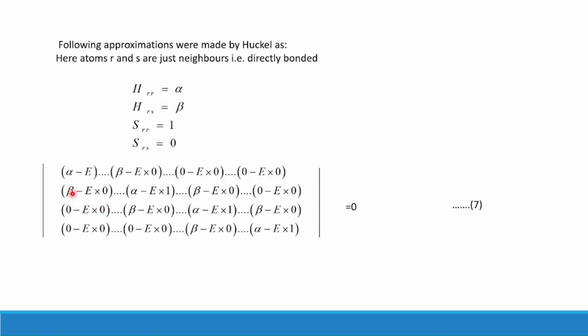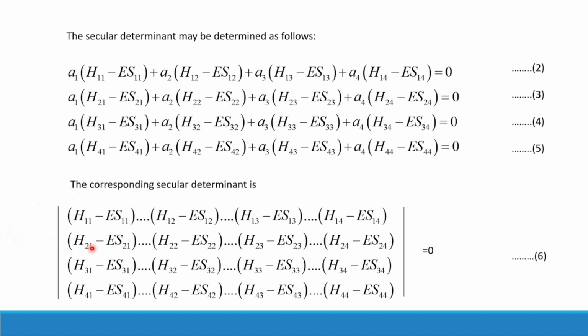Now similarly, you can see from equation number 6 that H21 is again directly bonded, so it would be written as beta. Now S21 is 0, so beta minus E into 0. Now H22, they are the same one, HRR, so it will be written as alpha minus E S22. Again they are the same, so it would be 1. So E into 1, so alpha minus E. Now H23, it is directly bonded, so it would be written as beta minus E into 0. H24 is not directly bonded, so it would be equal to 0 minus E into 0, not directly bonded, so it would be equal to 0.